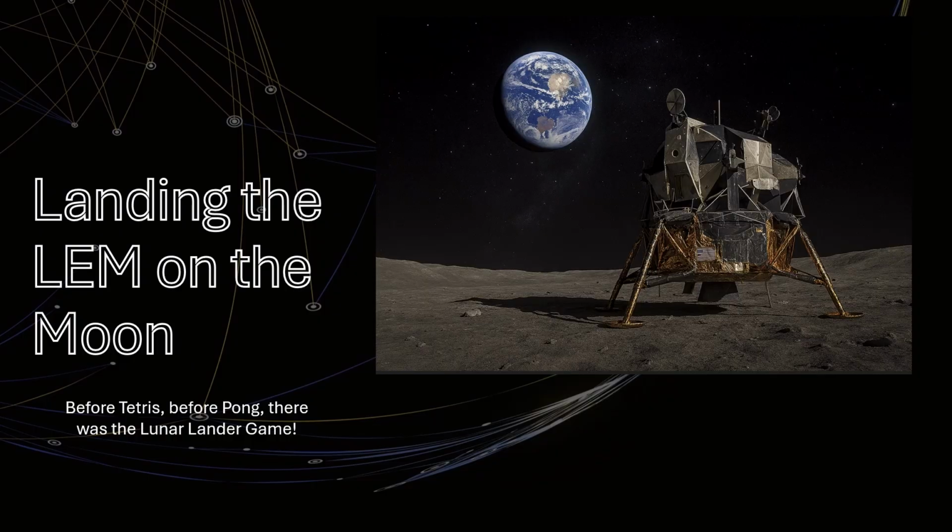Use case number 4, landing the LEM on the moon. Before there was Tetris, before Pong, there was the lunar lander game. Pong came out in 1972, Atari's first and the first big commercial success as an arcade video game. Tetris came out in 1984. Technically, the video game of the lunar lander came out after Pong, but the lunar lander text-based simulation came shortly after the Apollo 11 moon landing in 1969.